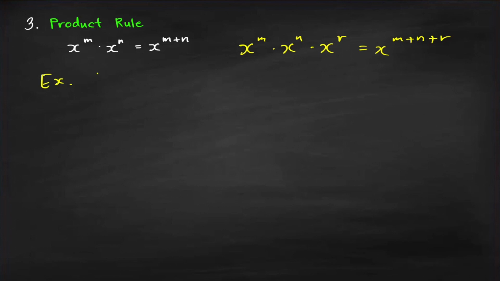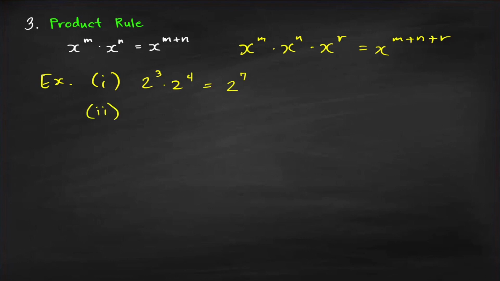Let's say you have 2 raised to 3 and then times 2 raised to 4. This is just equal to 2 raised to the sum of the powers, so 3 plus 4, which is equal to 7.